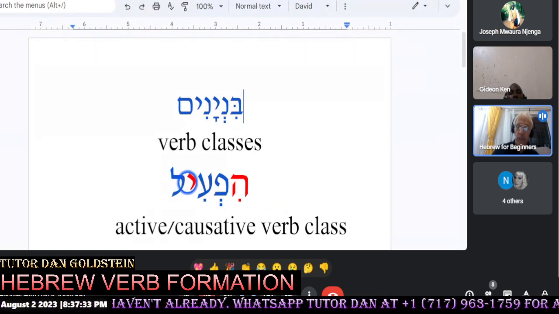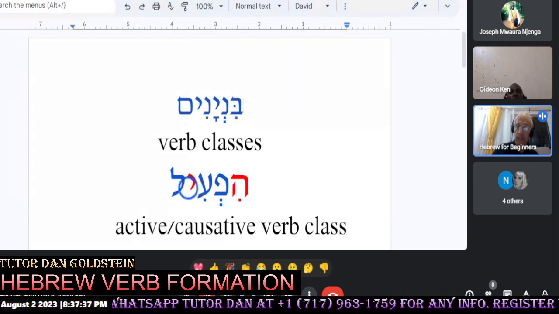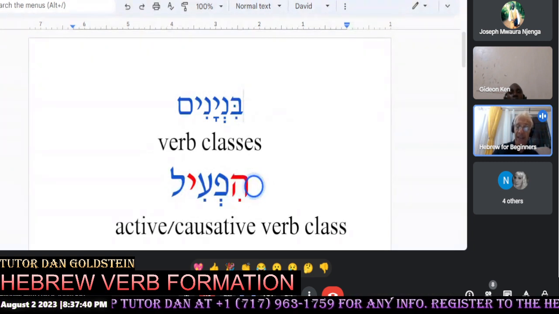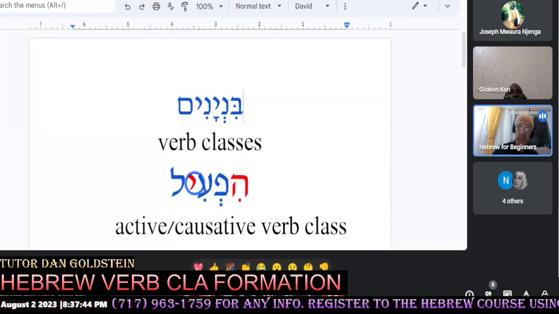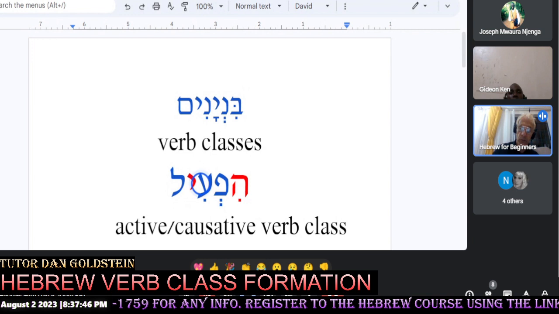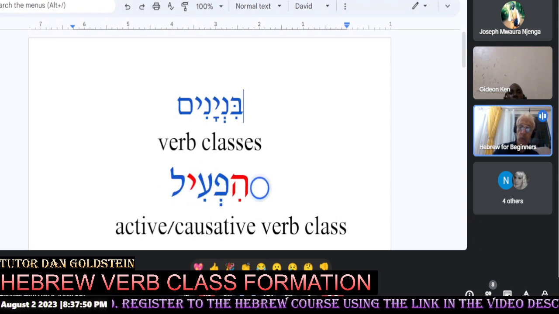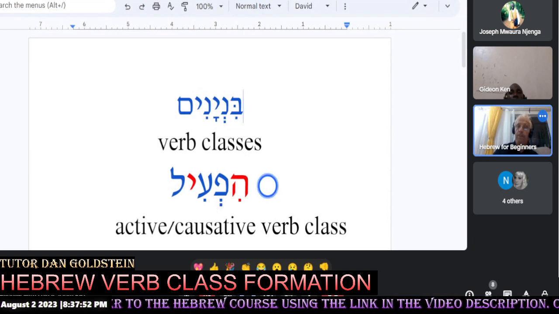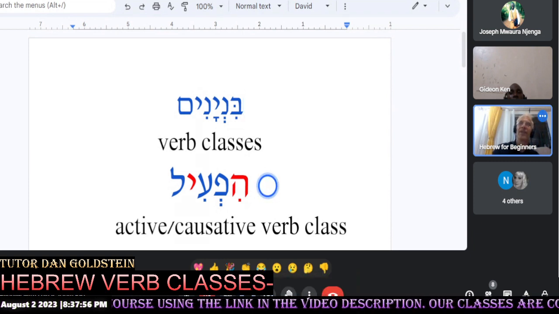The hey and the yud, which are in red, are the signs of this he feel verb class. So when you see a hey in front of a root in Hebrew and you see a yud in between the second and third radical of the root, you know you're dealing with he feel. So what exactly does the he feel do to a root?